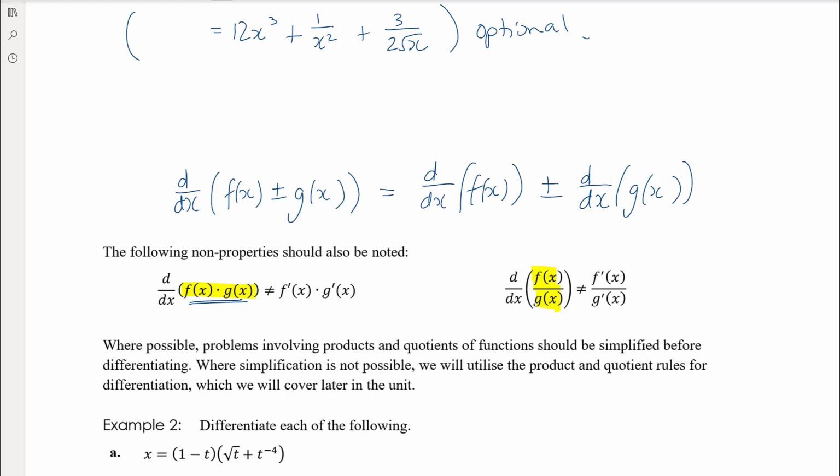And I would say to you that even when we do introduce the product and the quotient rules in a couple of lessons' time, I would still, if I can simplify the expression first to avoid having to use the product or quotient rule, I absolutely will.